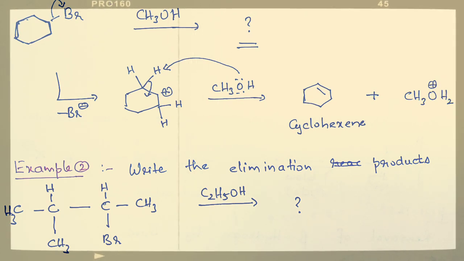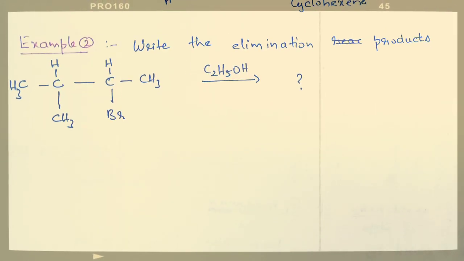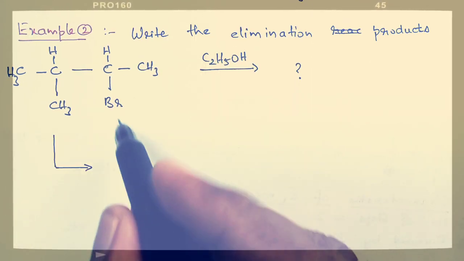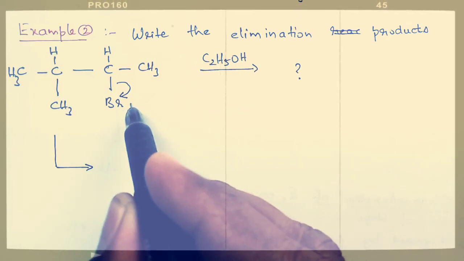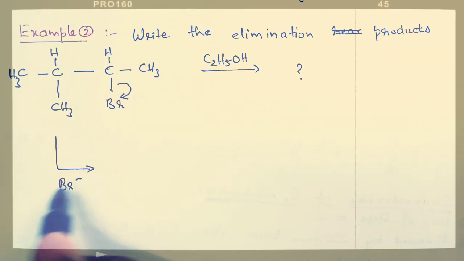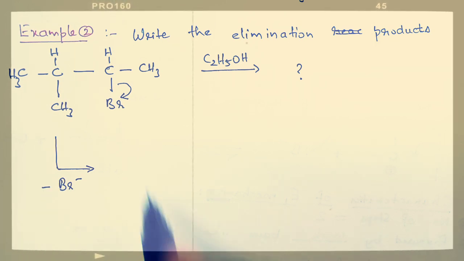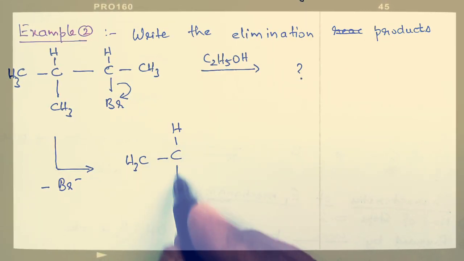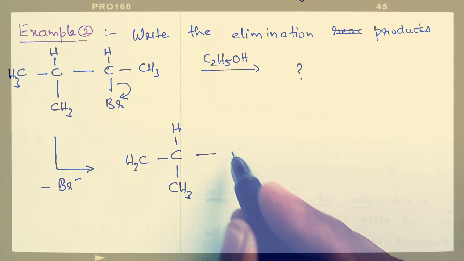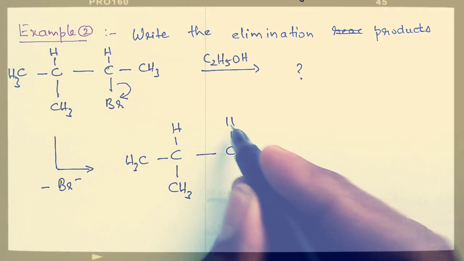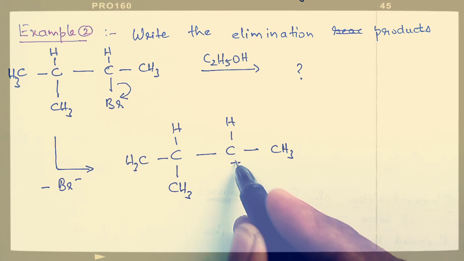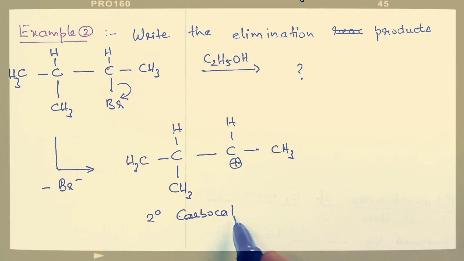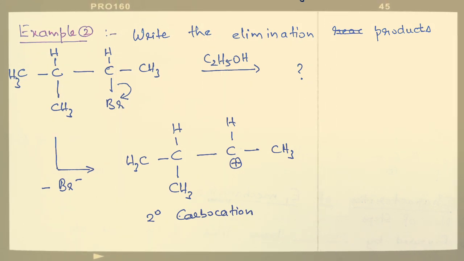We have to write the product. Now let us start the process. In the first step, the bromine is eliminated by taking the electrons in the form of Br minus. So Br minus halide ion is removed, and now our remaining molecule is CH3, CH3 with positive charge on carbon. Carbocation, this is a secondary carbocation. See here, this is a secondary carbocation.